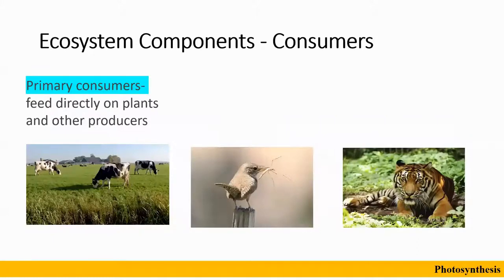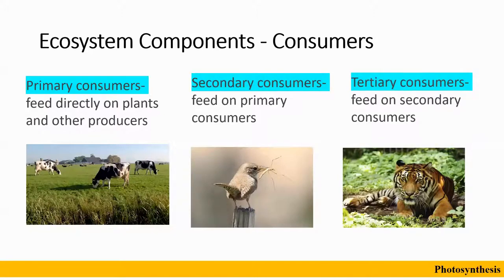So another component of the ecosystem include consumers, and these feed on producers or feed on other consumers. So there are three categories of consumers. We have the primary consumers, the secondary consumers, and the tertiary consumers. The primary consumers feed directly on plants and other producers. The secondary consumers feed on primary consumers, and the tertiary consumers feed on secondary consumers. Consumers include mammals, birds, fish, reptiles, quite a wide range.